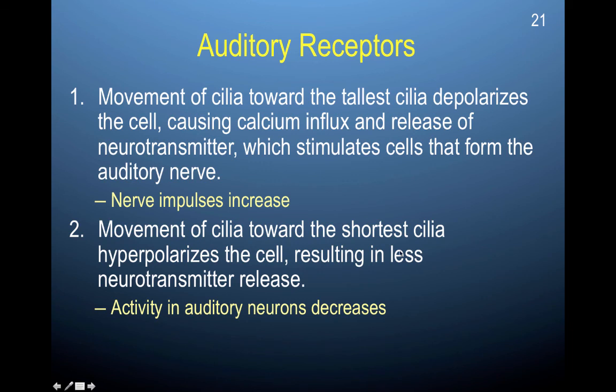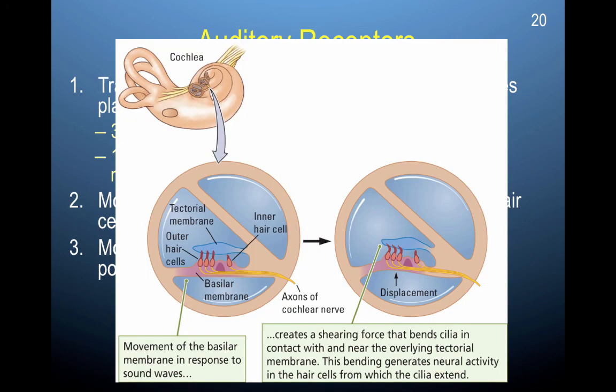So that stimulates firing. Movement of the cilia towards the shortest cilia hyperpolarizes the cell, resulting in less neurotransmitter release. And so activity in the auditory neurons decreases. Okay, so more activity bending towards the tallest, less activity bending towards the shortest. In this way, you have these sound waves that are going to come in and continually displace this basilar membrane, which is going to cause these to move against the tectorial membrane, and the direction that they move is then going to result in the firing of an action potential or the not firing of an action potential.